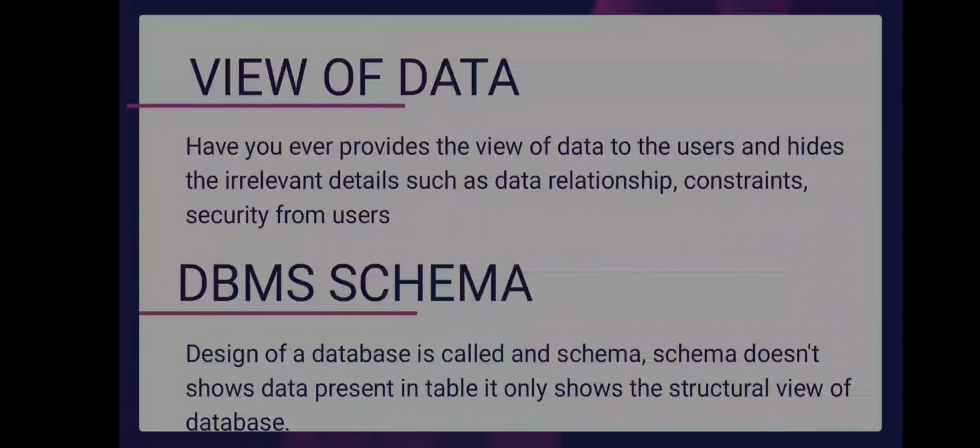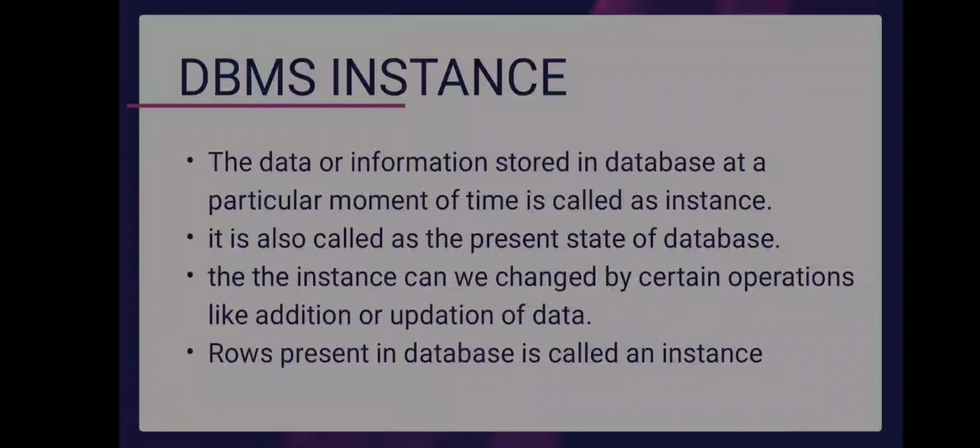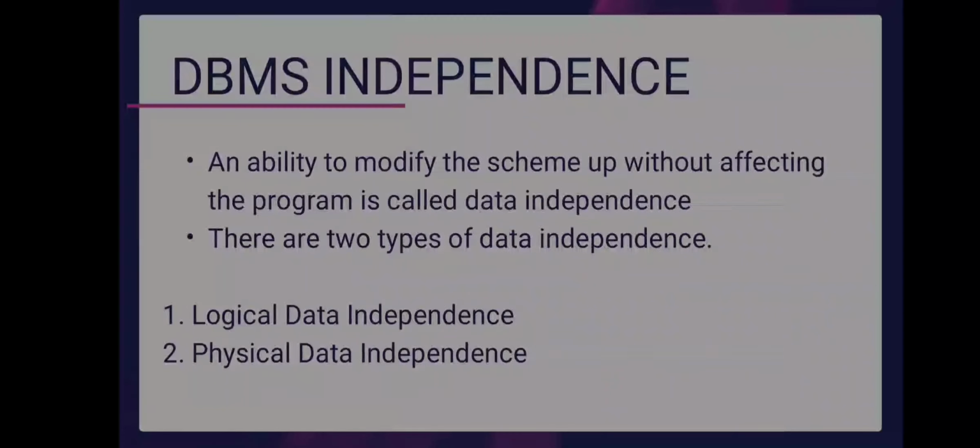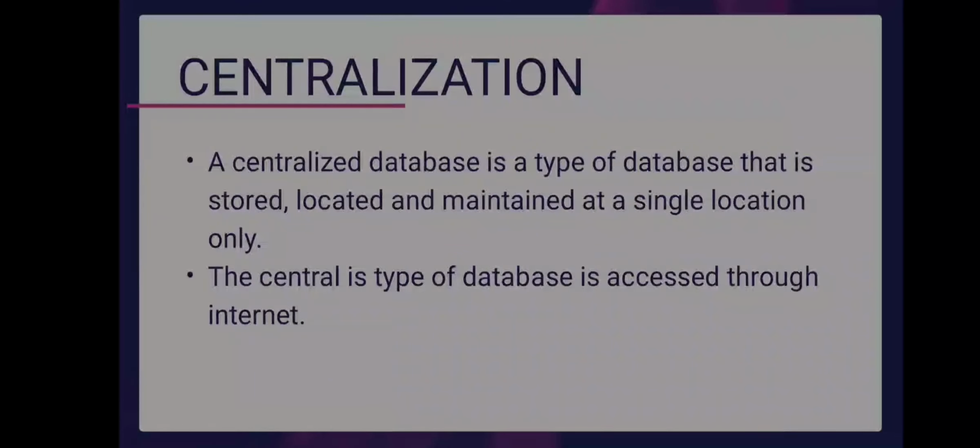View of data shows only relevant data to the user. Database schema represents only the structure, not the data. DBMS instance shows the current state of the database. DBMS independence, the ability to modify the schema without affecting its data, has 2 types: logical and physical data independence.